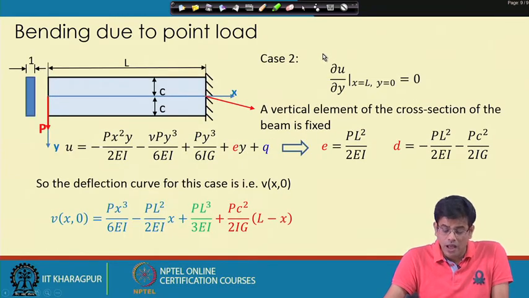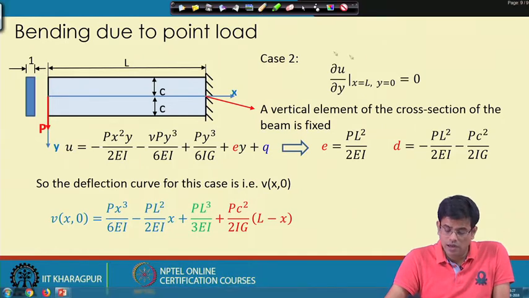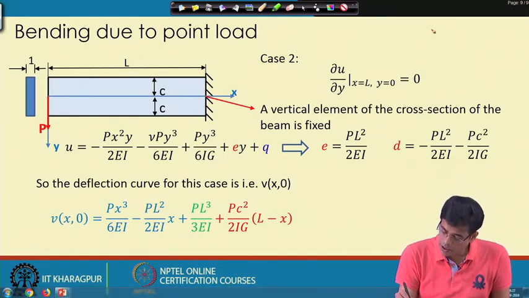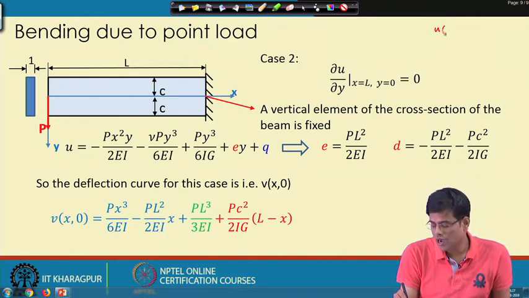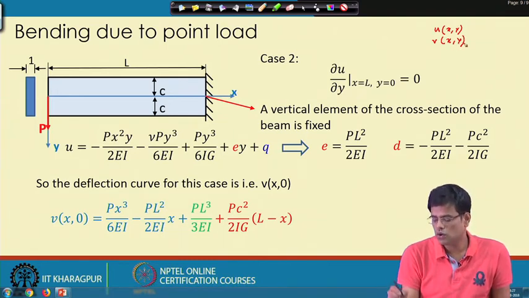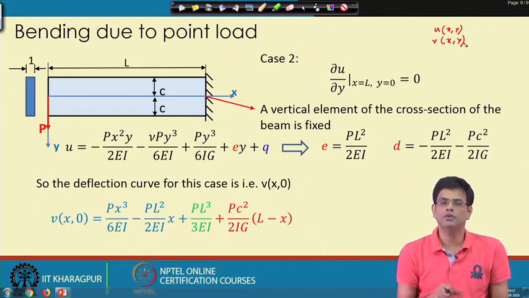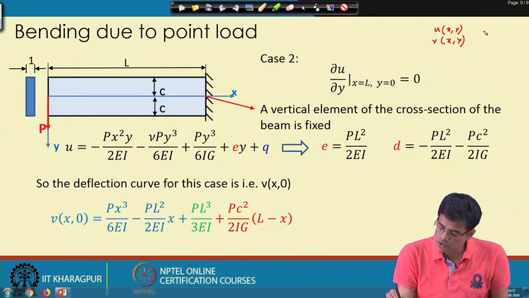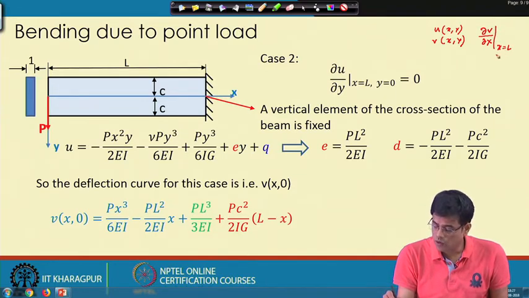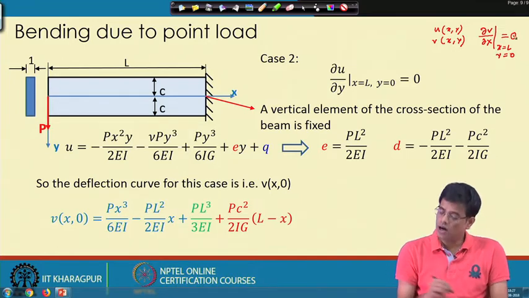Now, instead of that, if you remember that we had u as a function of x y and v as a function of x y. So, in the earlier case 1, how did we prevent the in plane rotation? We prevented it by introducing the condition that del v del x at x equals to L, y equals to 0 is 0, that we have invoked.